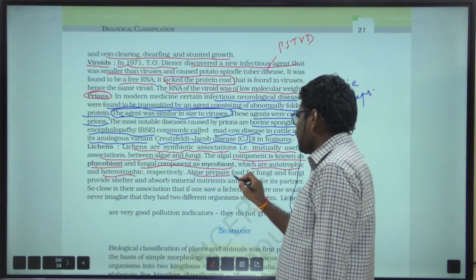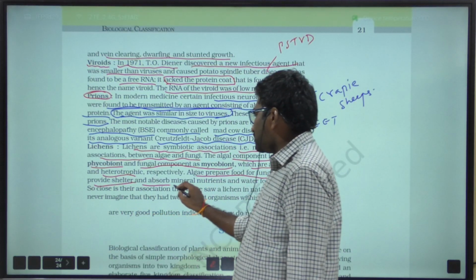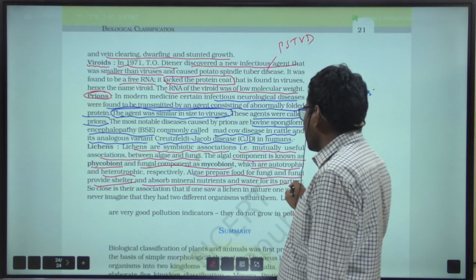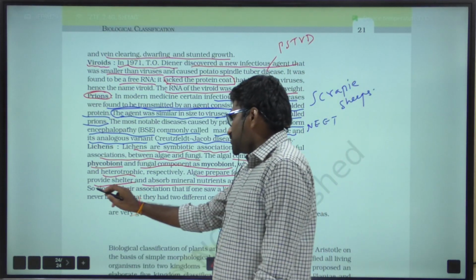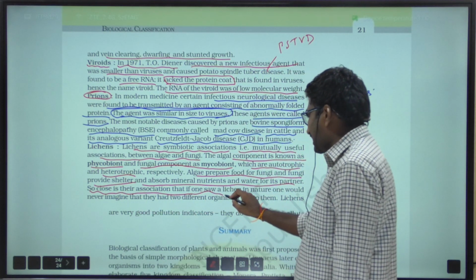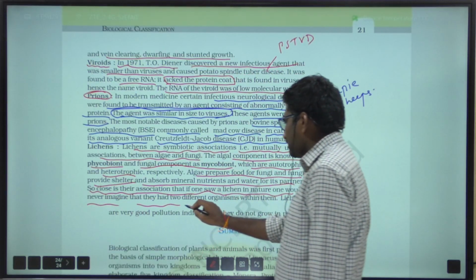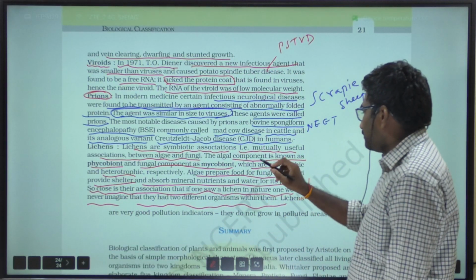Algae prepare food for fungi, and fungi provide shelter and absorb minerals, nutrients and water for their partner. So close is their association that if one saw a lichen in nature, one would never imagine that they had two different organisms within them.